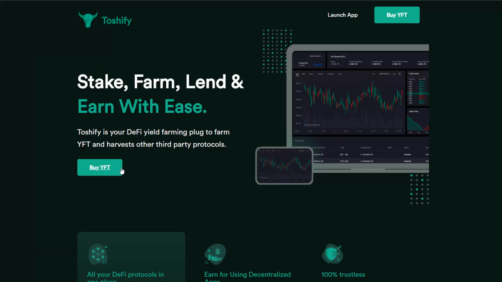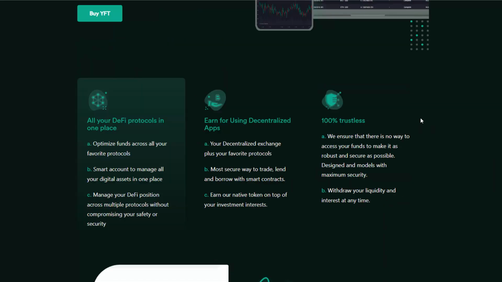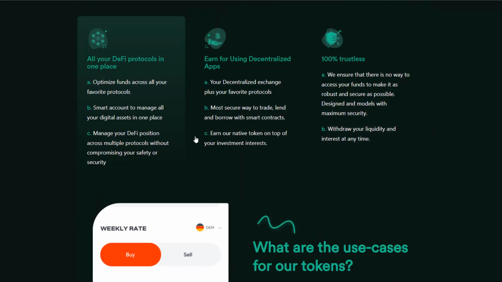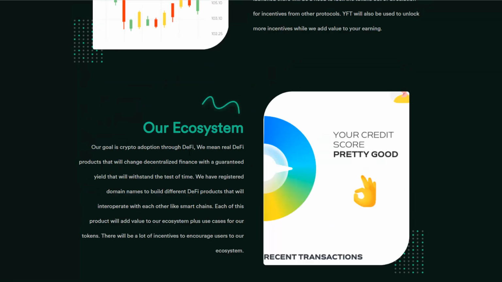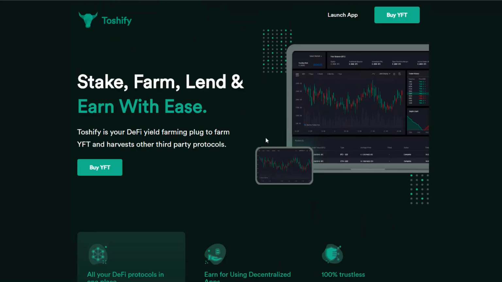Touchfire, this is another one that's coming out, and Touchfire is the DeFi yield farming plug to farm YFT and harvest other third-party protocols, okay? So do some further research. I've got to do some more research on this one. Yeah, this one looks like there's a big Telegram group actually for this one.